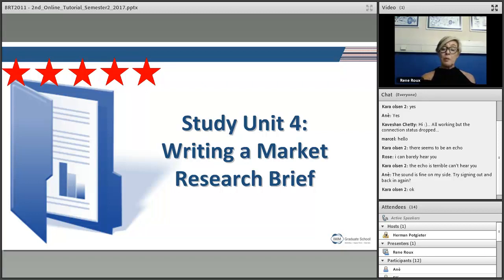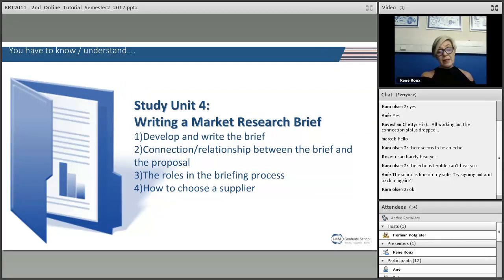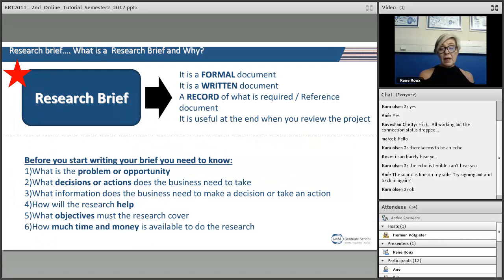This is a very important study unit in your learner guide. Like I said, I'm not too sure what they're going to ask in this exam. I can only base it on what's happened previously, and it was covered in all 3 exams. So you need to understand how to write a brief. You need to understand that there's a relationship between a brief and a proposal. You have to understand the roles that people play in this whole process, and then you need to know how to choose a supplier.